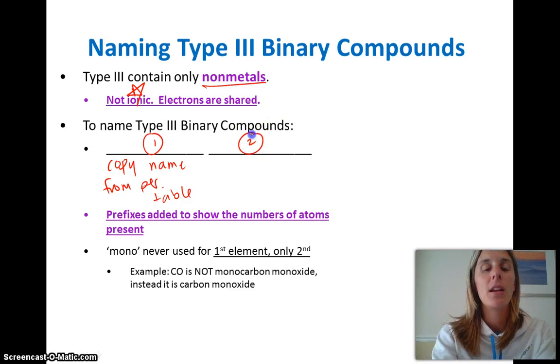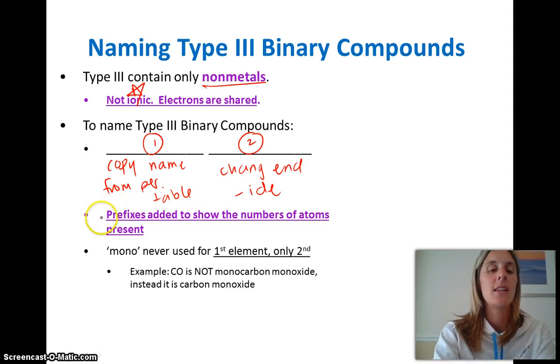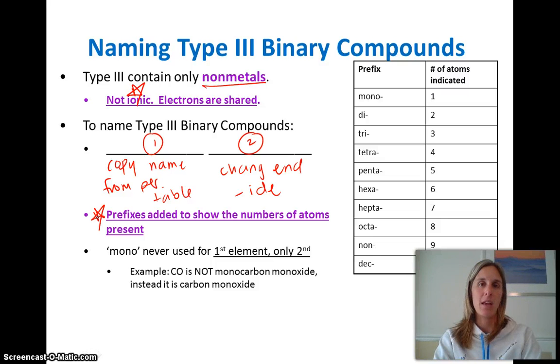The second element, you're going to change the name to an IDE ending. So just like we were doing with our ionic naming, if we had an oxygen second, it would become oxide. So these naming rules look really similar to our ionic, but where they start to change is in this purple step right here. What we do is we use prefixes to show how many elements are present.